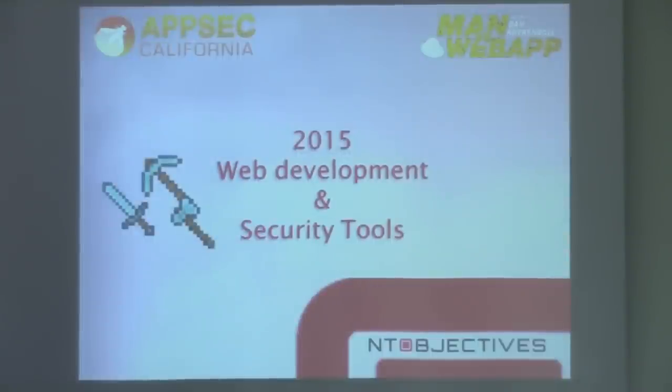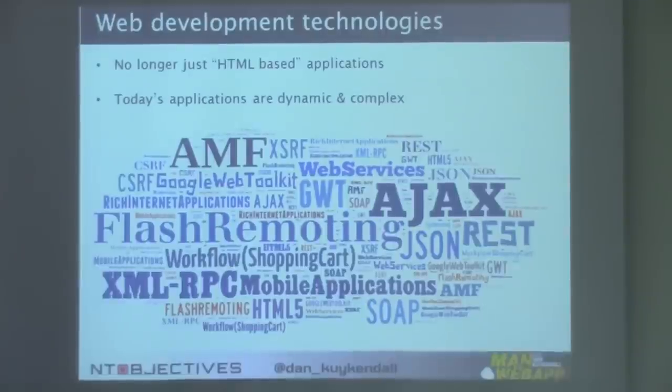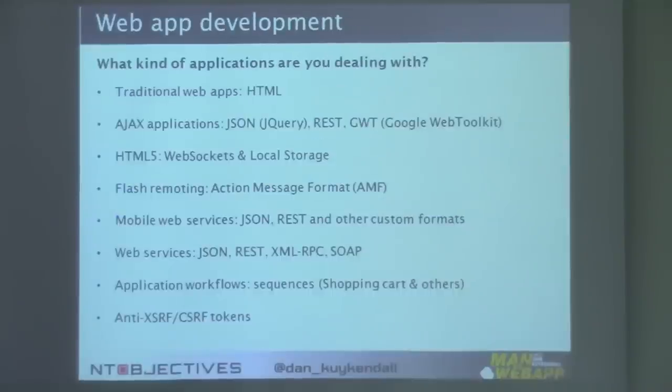So we look at today. In current web development, we've got all kinds of stuff. I showed this earlier, we've got all this different traffic. We've got Flash remoting with AMF. You've got Google Web Toolkit for some of the AJAX stuff, a lot of JSON, these REST interfaces, and mobile. There's a lot of new technology that web developers are using. So we don't have just the traditional web apps with HTML anymore. HTML5 brings us WebSockets and local data storage. There's all kinds of new stuff that we have to deal with.